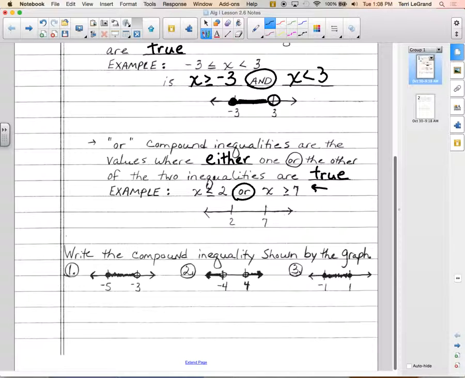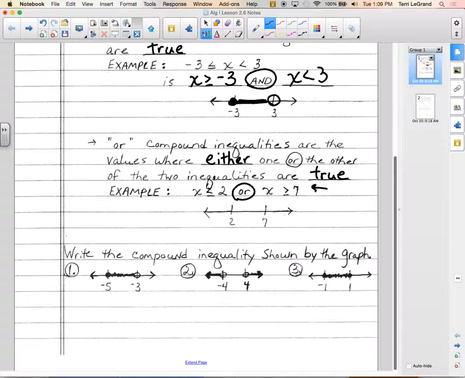No, it's not less than 2. It doesn't matter. Why doesn't it matter? It's "or." It only has to satisfy one, and it satisfies the second one, doesn't it? Ricky? 0. Is 0 a solution? Yes. Okay, why? Because it's less than 2, it satisfies the first inequality, but it's not greater than 7.